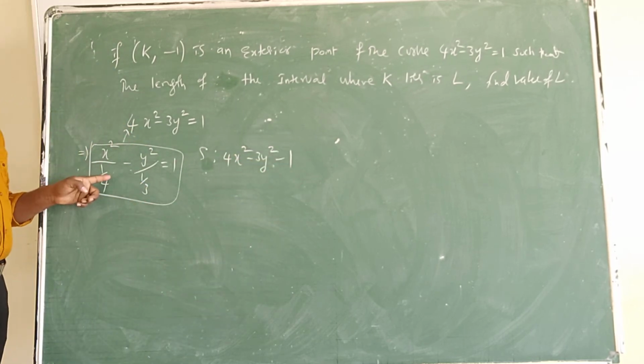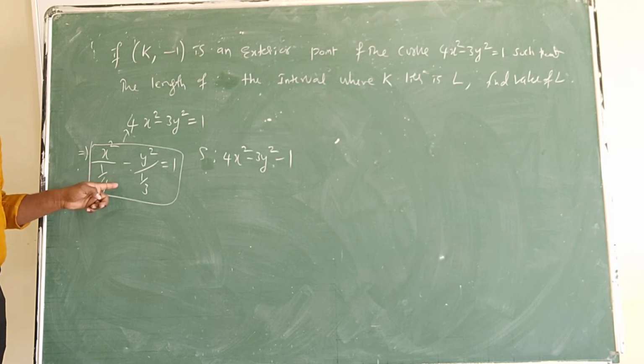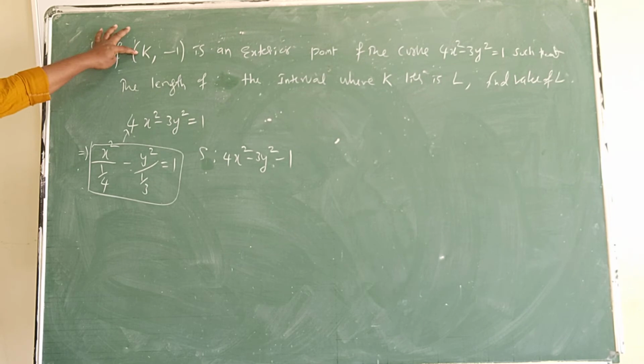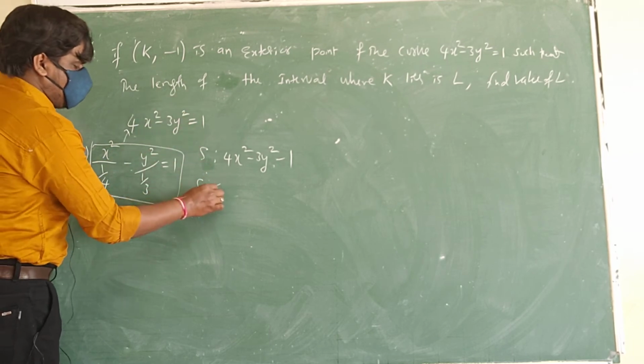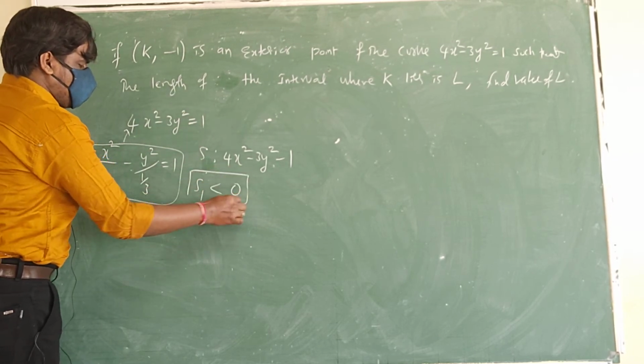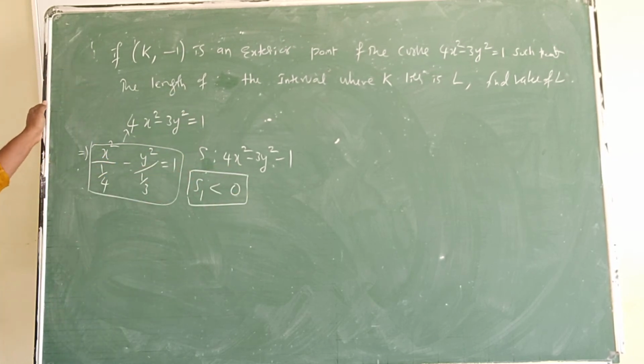Don't write in this way, it will become complicated for solving. So this one is good. And you have a point here, now substitute the point in this. If I substitute the point, it is saying that exterior means it should be less than 0. S1 should be less than 0 for an exterior point.